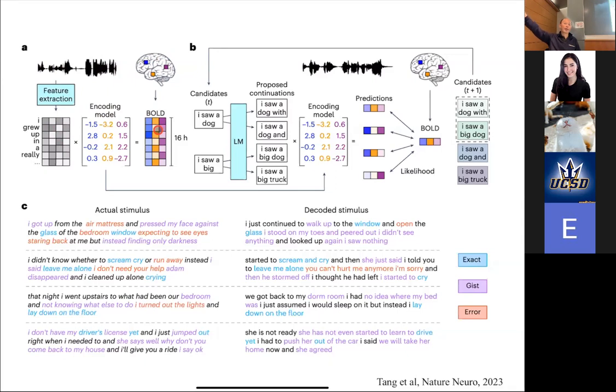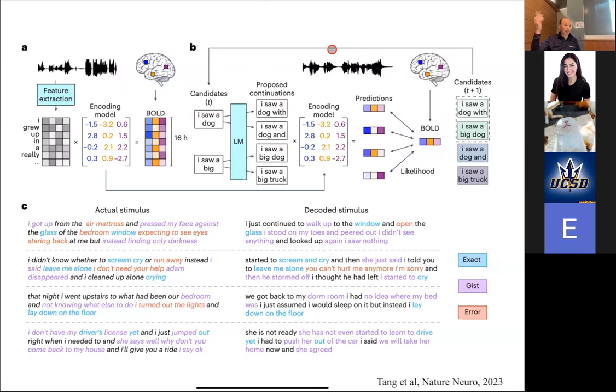And then now you want to go the other way. You want to go from the brain response to actually predicting what the person actually heard, or estimating it. So here they're showing that they're using the brain data. So you have the brain data, and then from the brain data, you can come up with some probability of what semantic features were being stimulated.